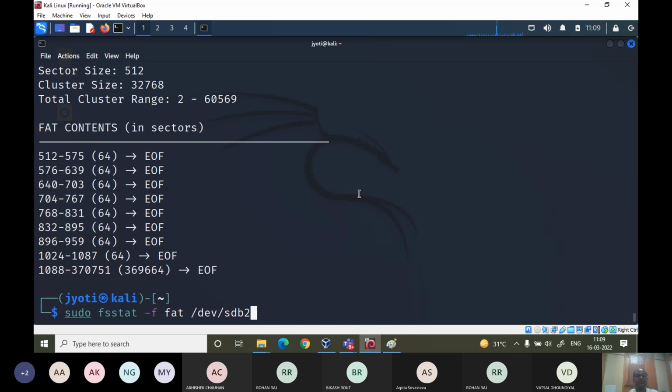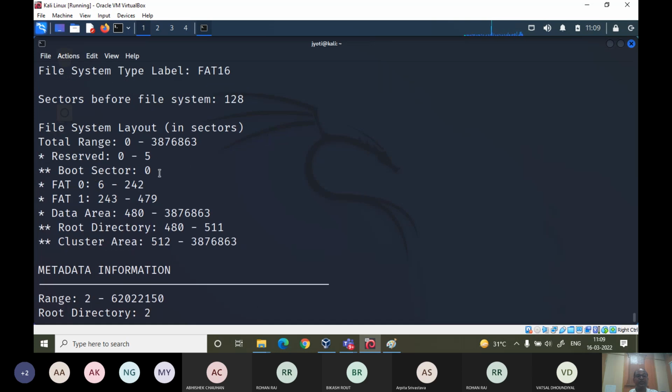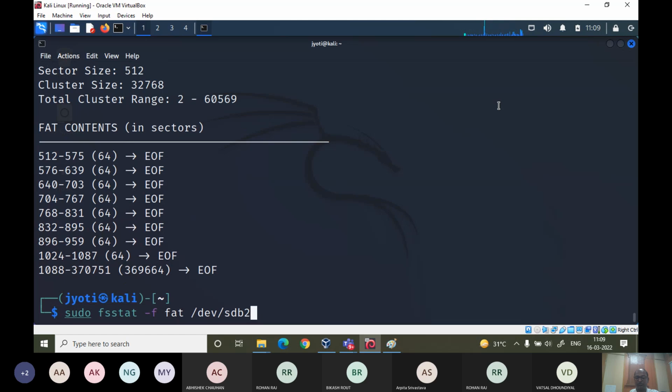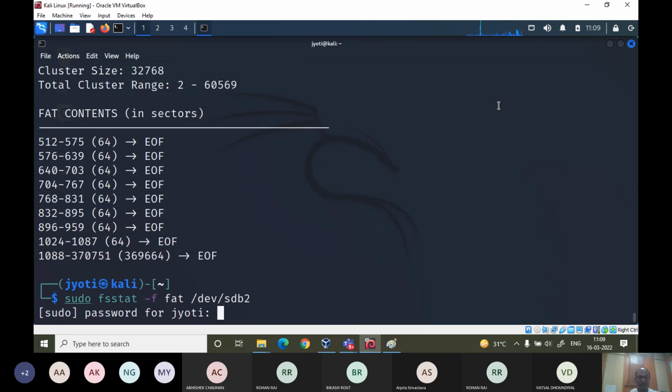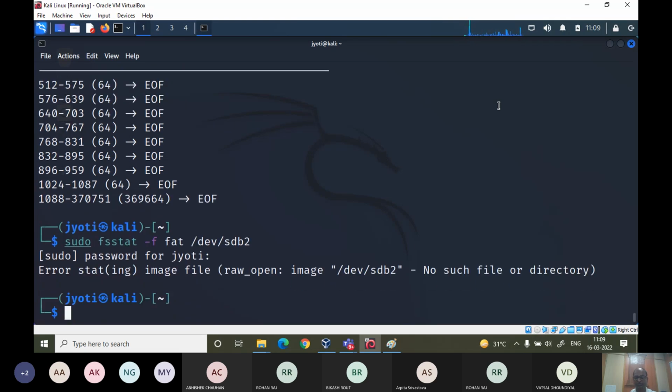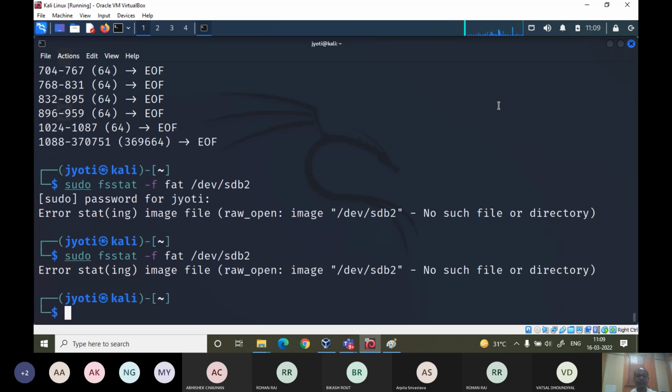So this was for FAT 16. ये information जो था वो FAT 16 का था. Now let's go for FAT 32. So if we go to second one, steps.